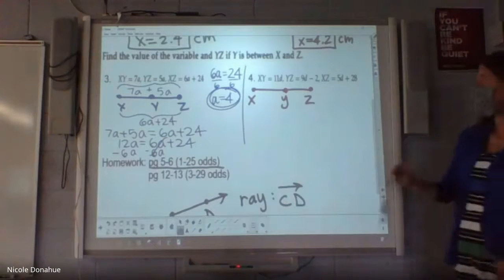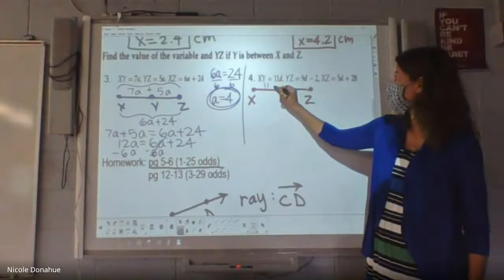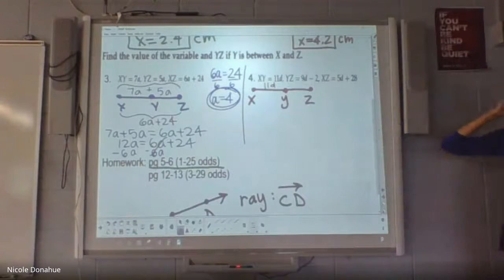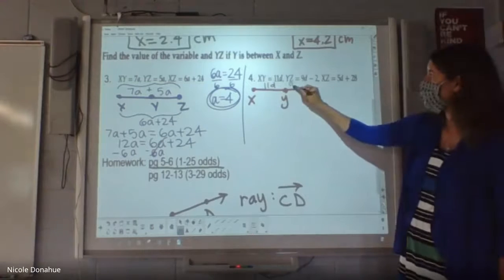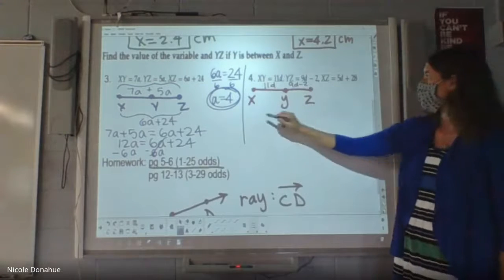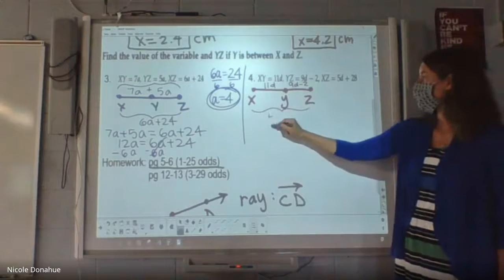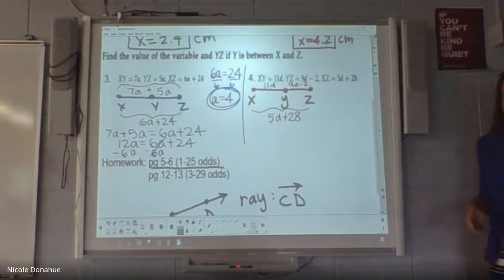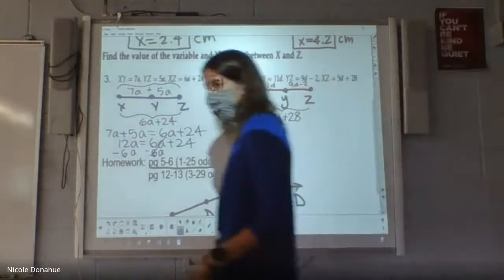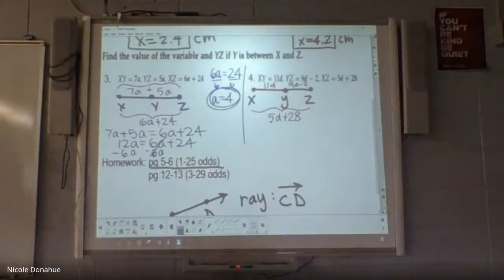XY is 11D. And they tell me YZ is 9D minus 2. XZ is 5D plus 28. So see if you guys can try this one. Really similar to the last one. See if you guys can get it set up.